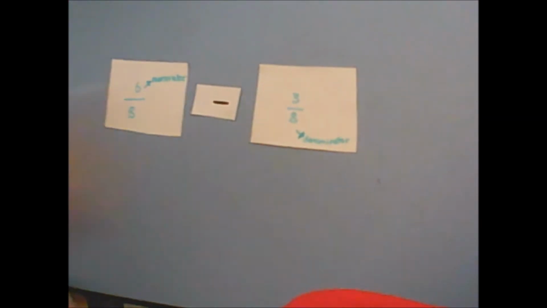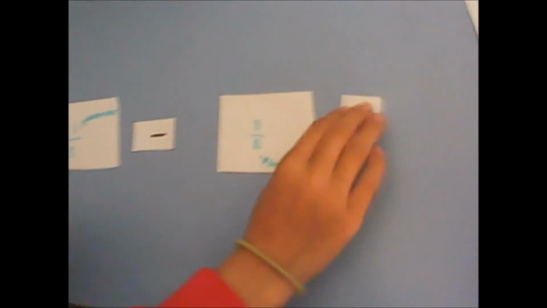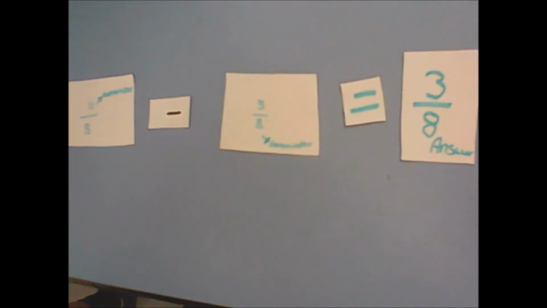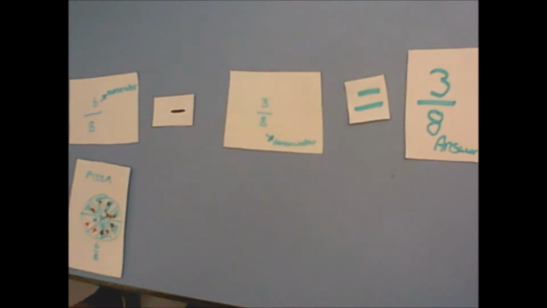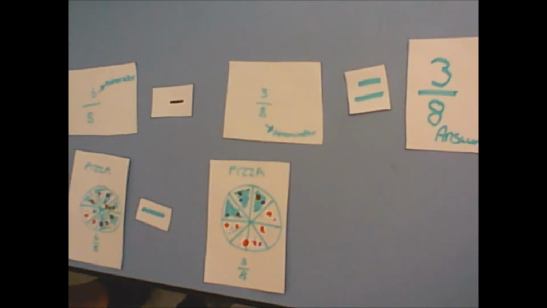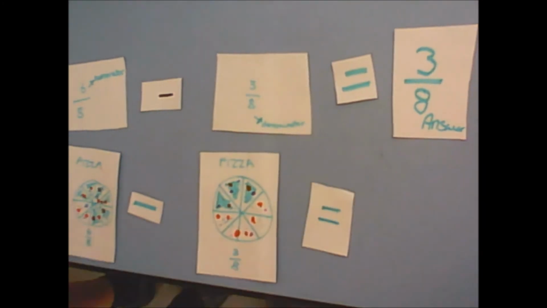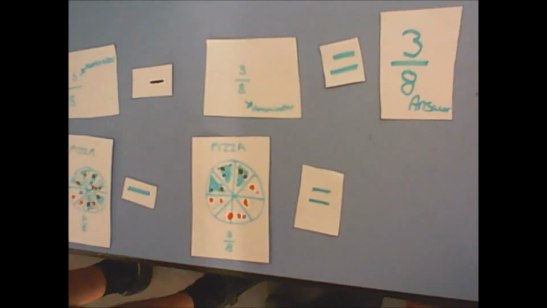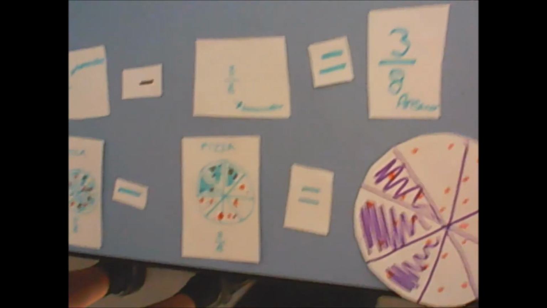6/8 minus 3/8 equals 3/8. 6/8 of a pizza minus 3/8 equals 3/8 of a pizza.